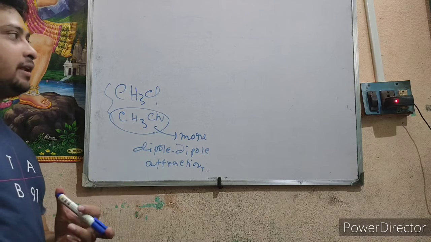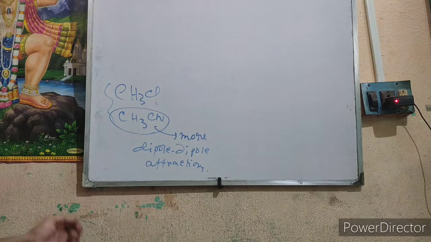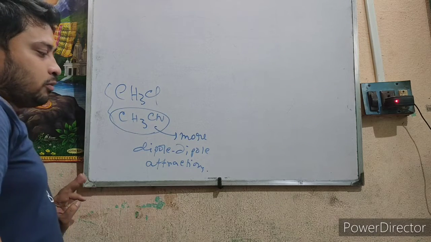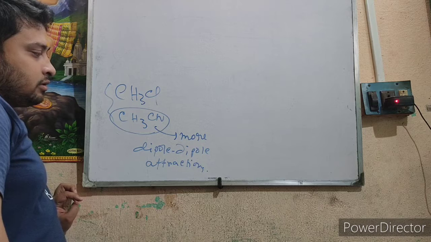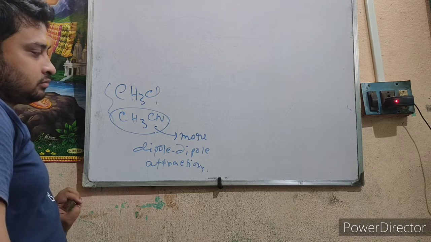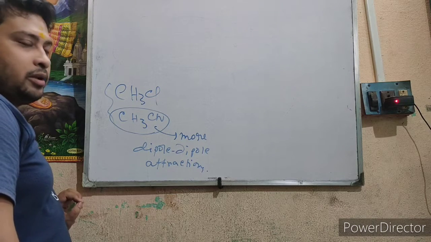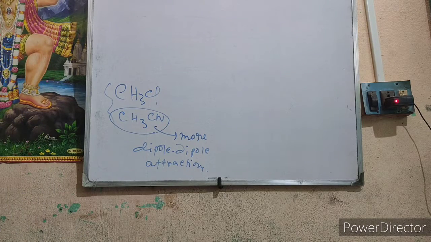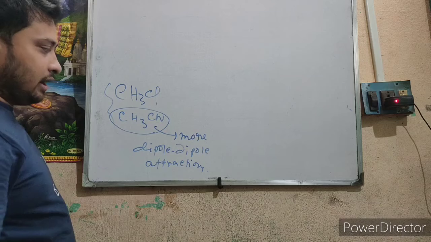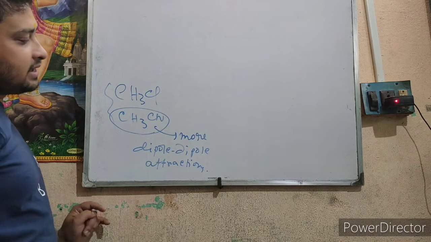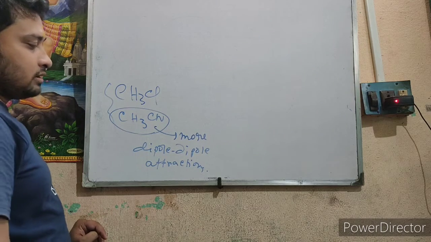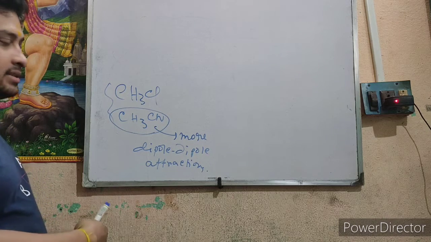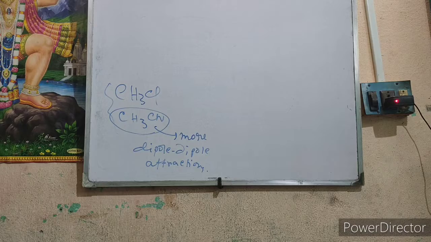If we compare CH3Cl and CH3CN, due to the presence of CN, CH3CN shows more boiling point. Or you can write that if we compare the dipole-dipole attraction between the two, CH3CN shows more dipole-dipole attraction, so CH3CN has a higher boiling point. So this is a very important question.